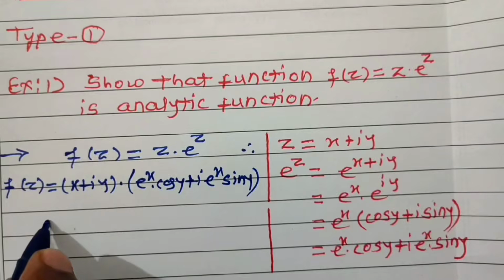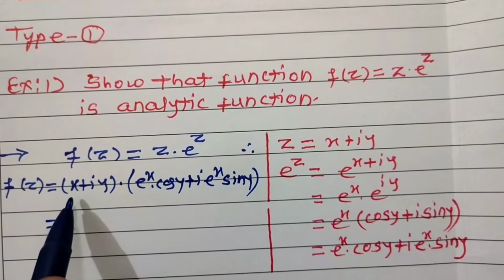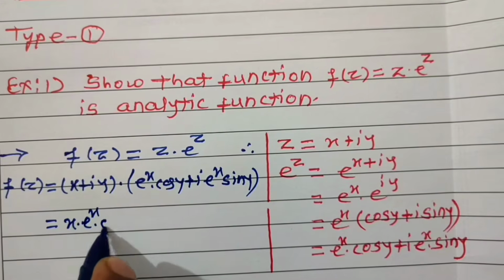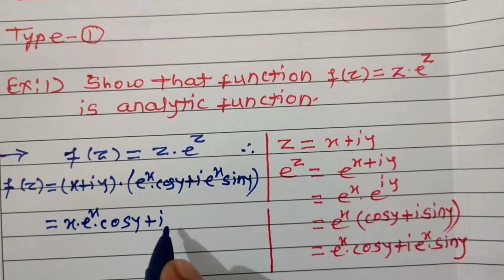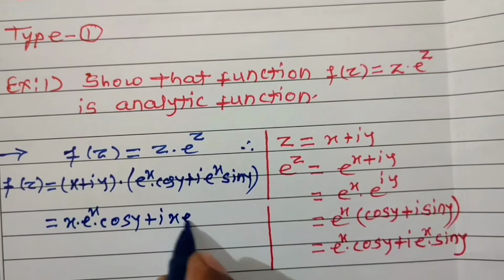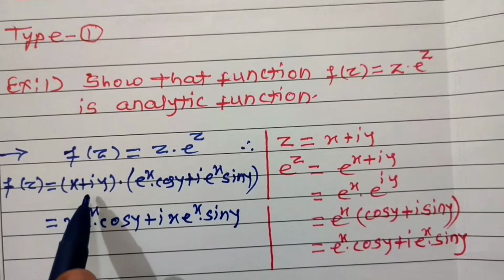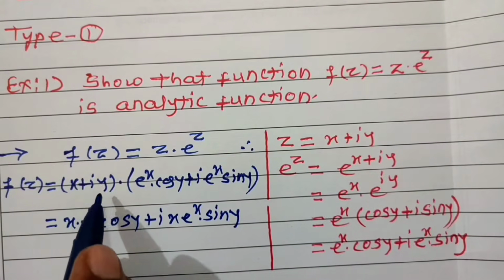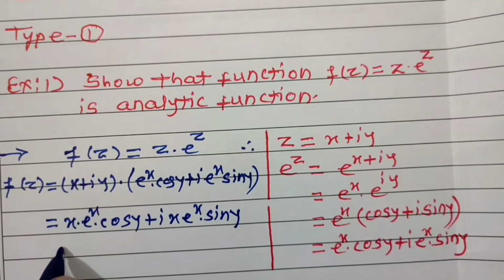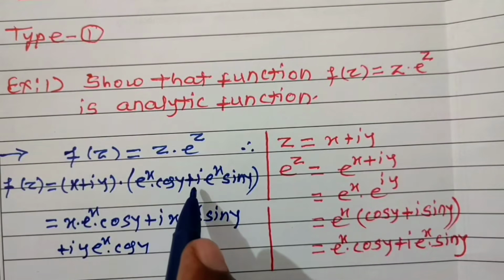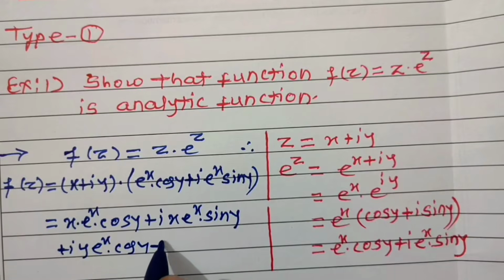Then this is equal to, first multiply this bracket by x. x into e to the power x into cos y plus i into x into e to the power x into sin y. Now multiply this bracket by plus iy. So plus i into y into e to the power x into cos y plus i into i, that is minus 1, y into e to the power x sin y.